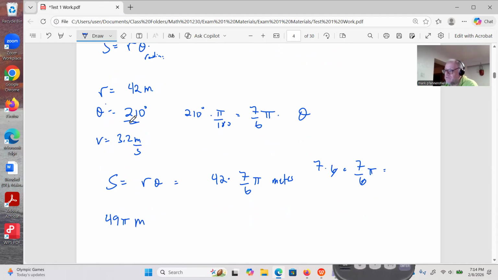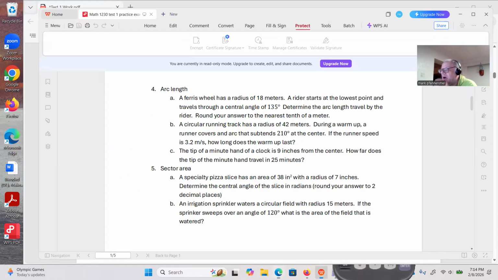Now, what we're going to do is we're going to use this 3.2 meters per second. So we're going to say that we have seconds over 3.2 meters, 3.2 meters per second. The meters are going to cancel, and we're going to say this is 49 pi divided by 3.2. We're going to have to use the calculator. Does it tell us how many decimals we're supposed to use here?